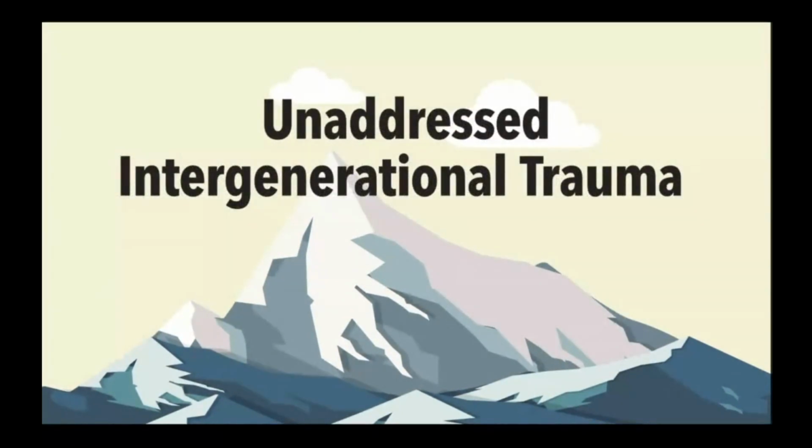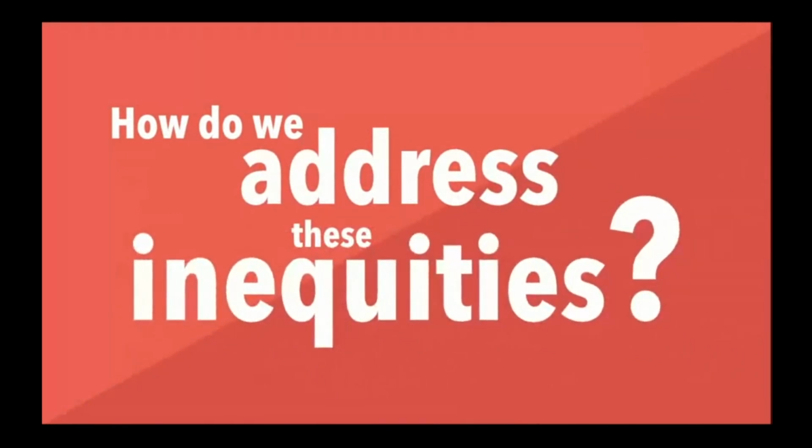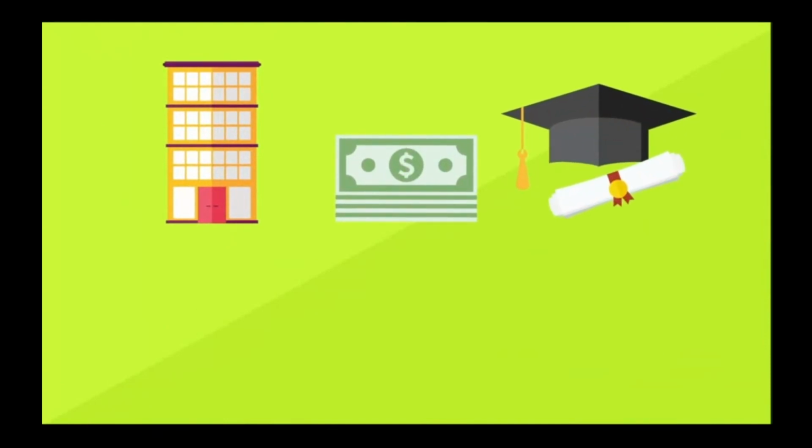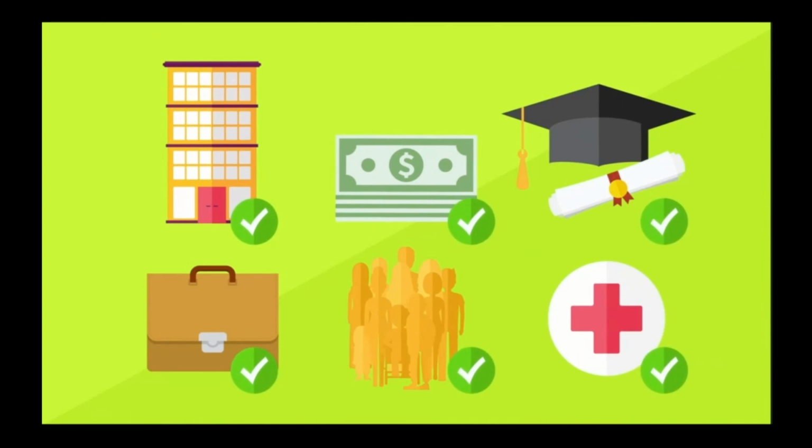Unaddressed intergenerational trauma adds to the ongoing challenges faced by Indigenous peoples. How do we address these inequities? By ensuring the conditions that support our health, such as good housing, income, education, employment, social connectedness, and access to social support, and health programs and services are equitably available to all Canadians.